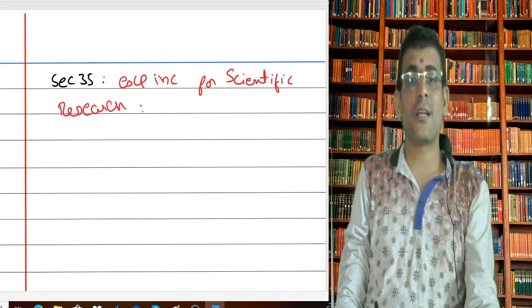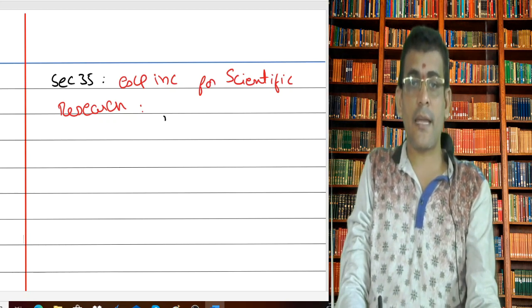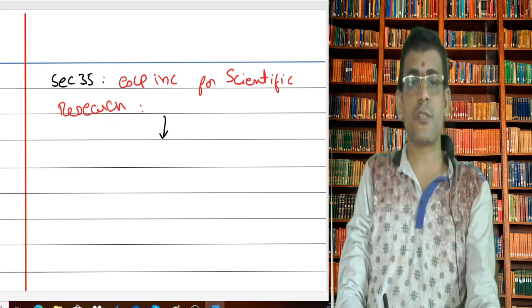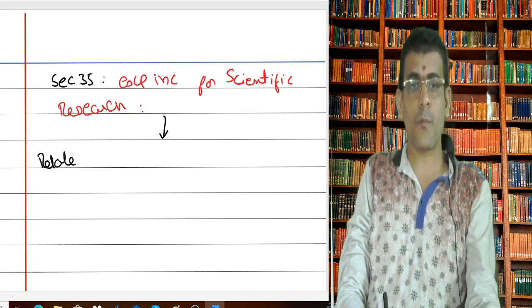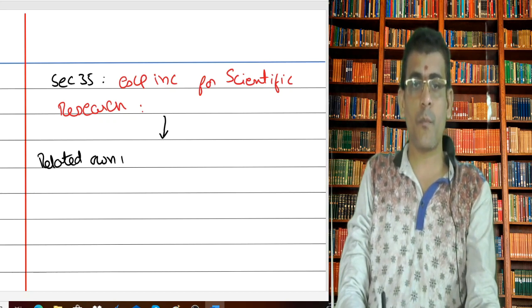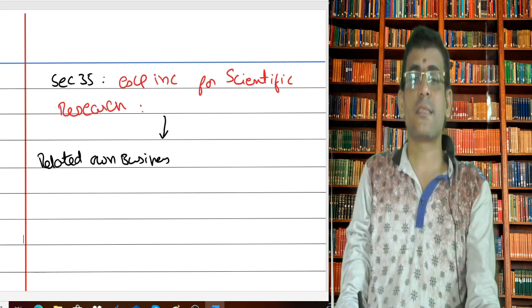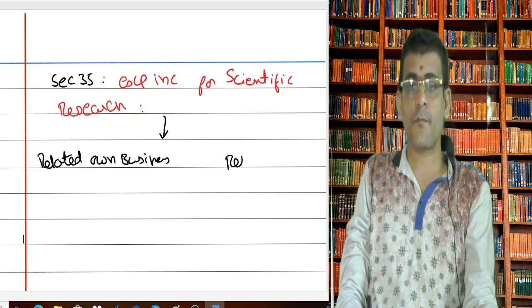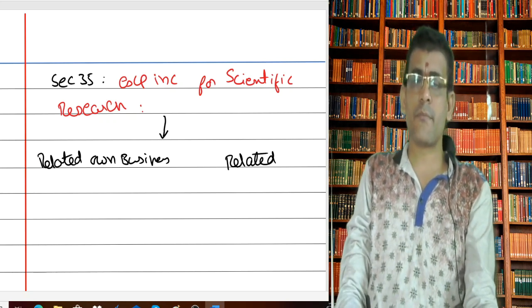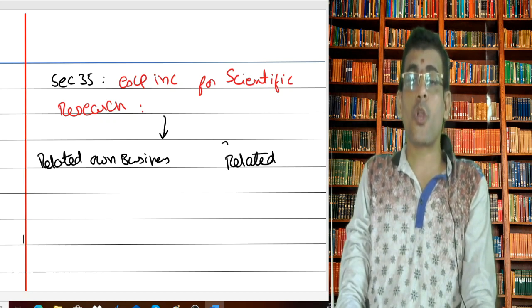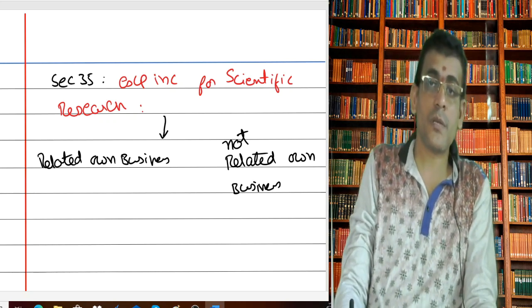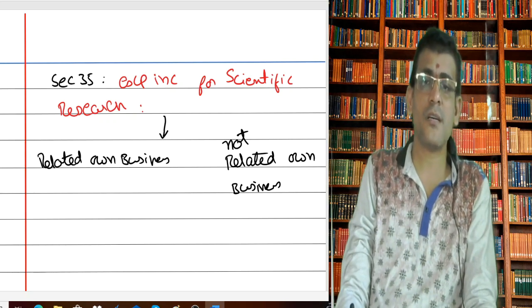Now, generally for the purpose of section 35, I can divide this in two categories. Category 1, expenses incurred for scientific research related to own business. That's the first part. Second part, expenses incurred for scientific research not related to own business. Whenever you are incurring any sort of scientific research expenses not related to your own business, that comes as a part of your second category.